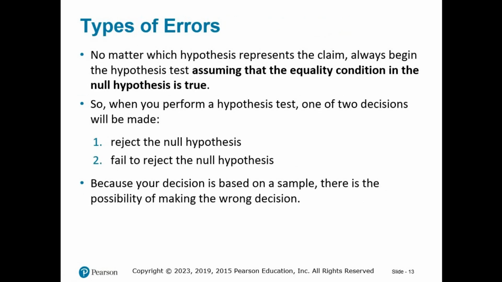Our goal in a hypothesis test is to either reject or fail to reject the original claim. So to begin the hypothesis test, we need to assume that the null hypothesis is true. But since our decision is based off of a sample, there's always the possibility that we could get it wrong. The only way to be absolutely sure would be to test the entire population, and that is rarely feasible. So sometimes we're going to have to accept that there will be errors. So let's look at the type of errors that could be made.